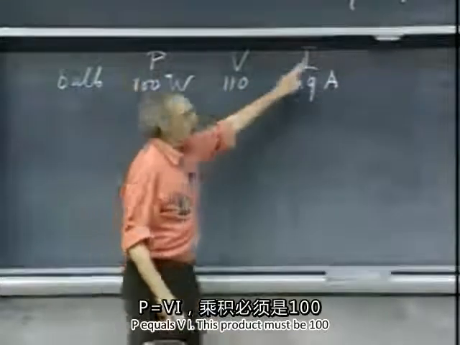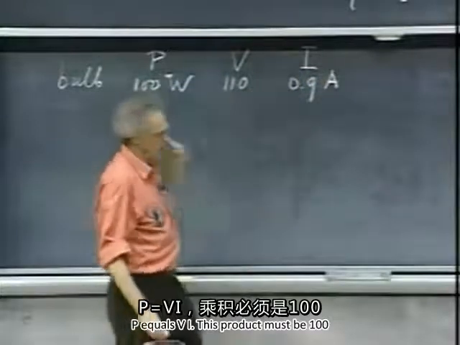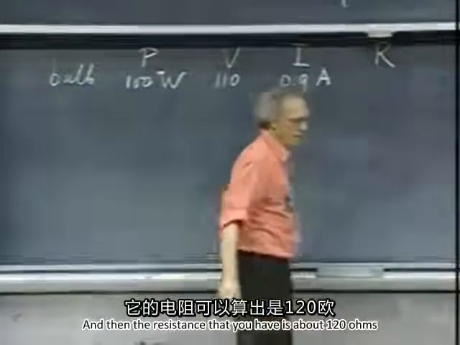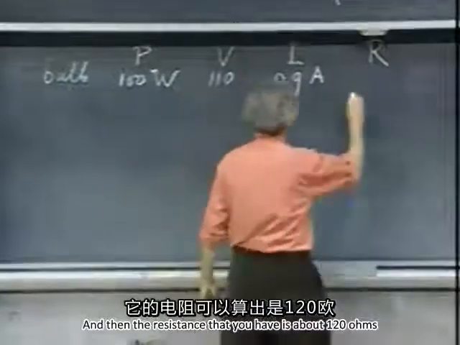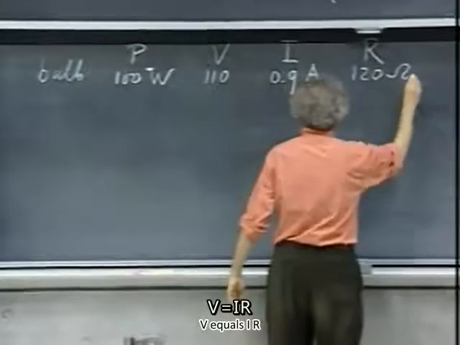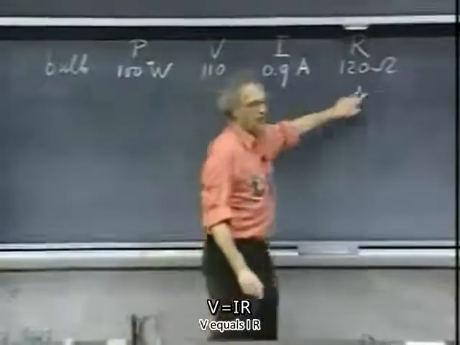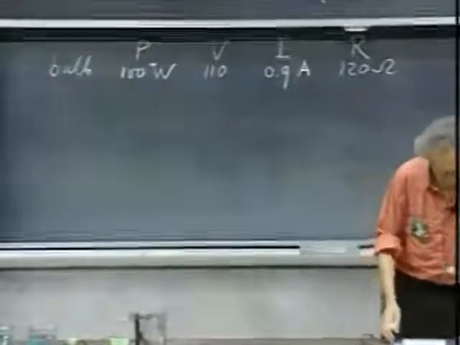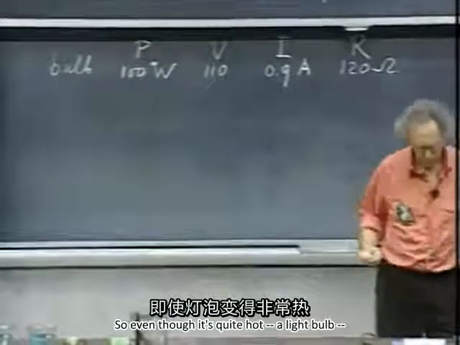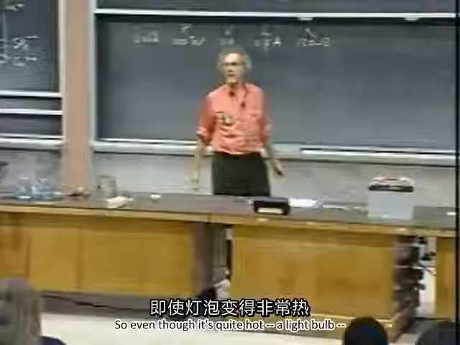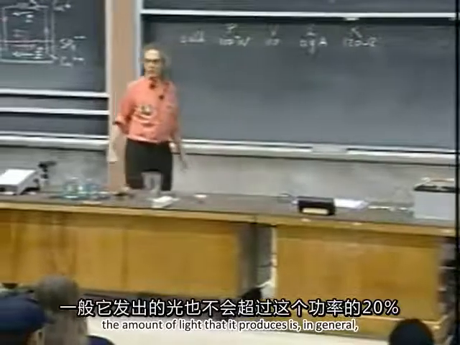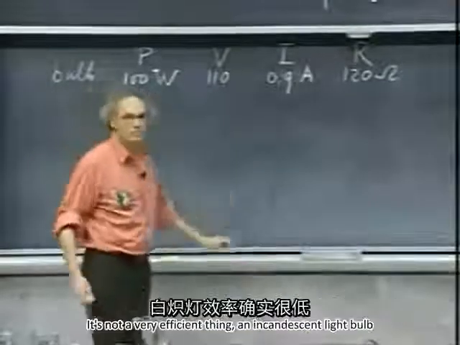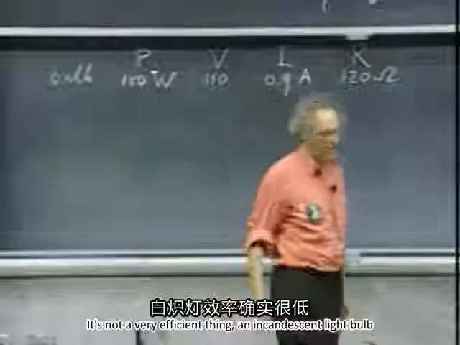P equals VI. This product must be 100. And then the resistance that you have is about 120 ohms. V equals IR. So even though it's quite hot, a light bulb, the amount of light that it produces is in general not more than 20% of this power. It's not a very efficient thing, an incandescent light bulb.